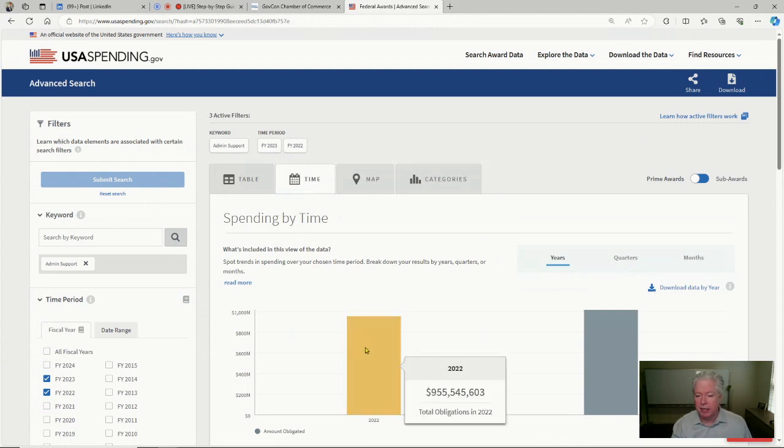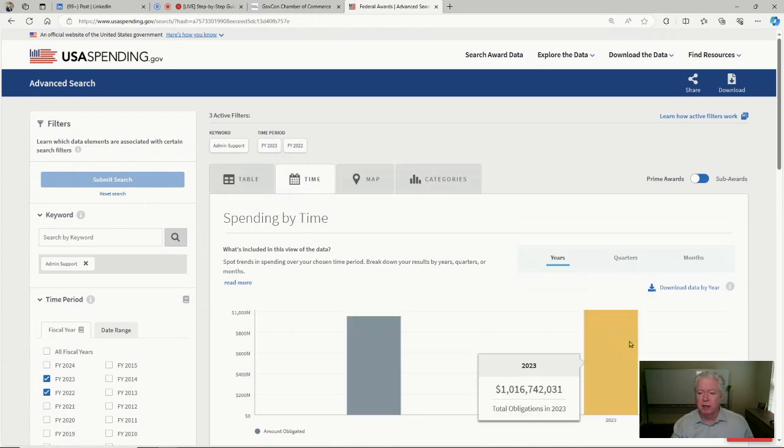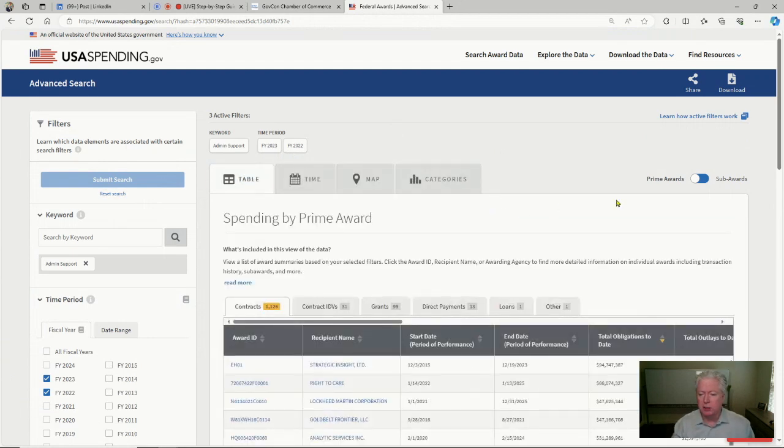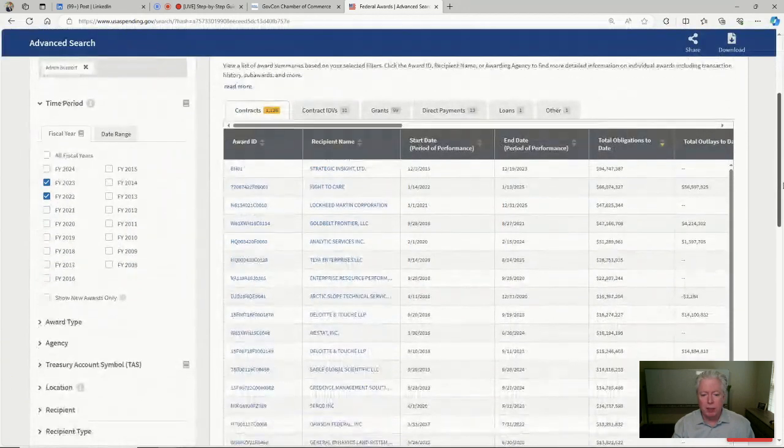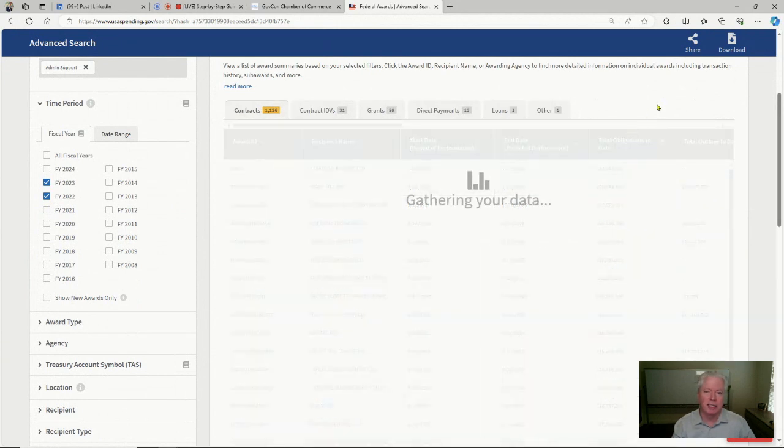I'll come back to that in a minute. It's showing there's about $1 billion in spend each year through there. And then I can see who was winning that money. But one of the things I wanted to do is start seeing what these contracts are that are being awarded. And so I might look at the total obligation as an example.